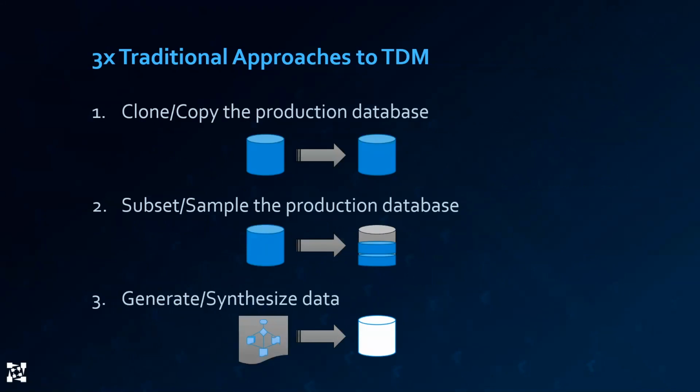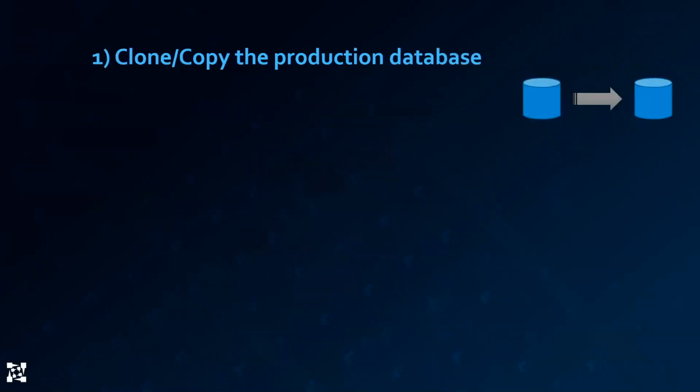Here are the three traditional approaches to test data management: cloning or copying production databases, subsetting or sampling those production databases so we get just the data that we need, and then finally, generating or synthesizing the data that we need. And so let's talk a little bit about each one of these.